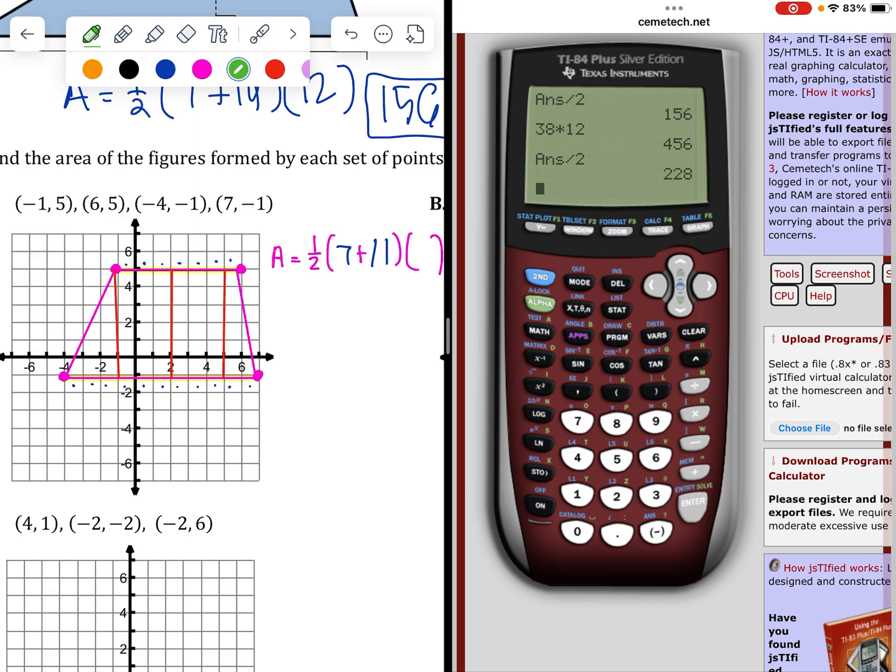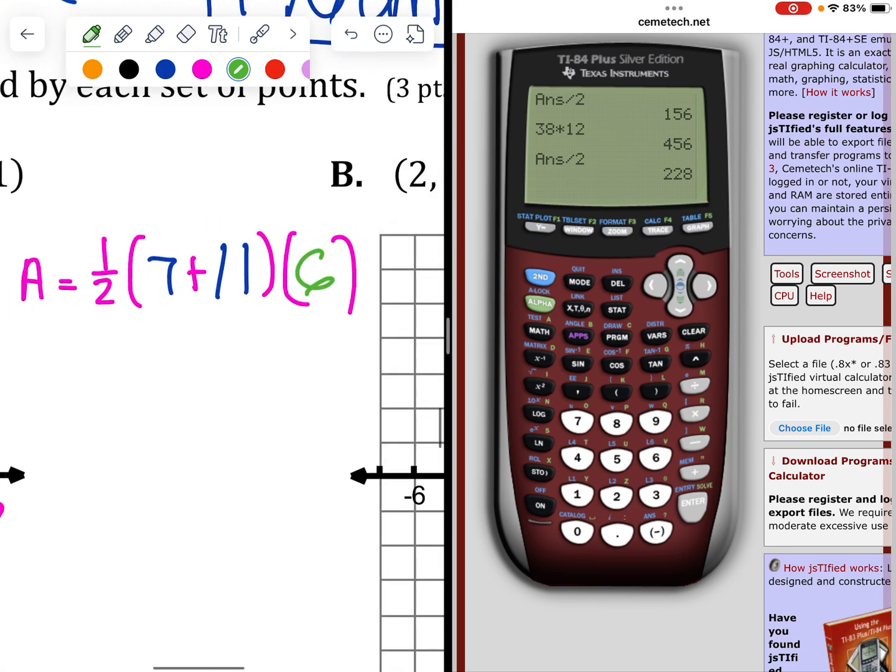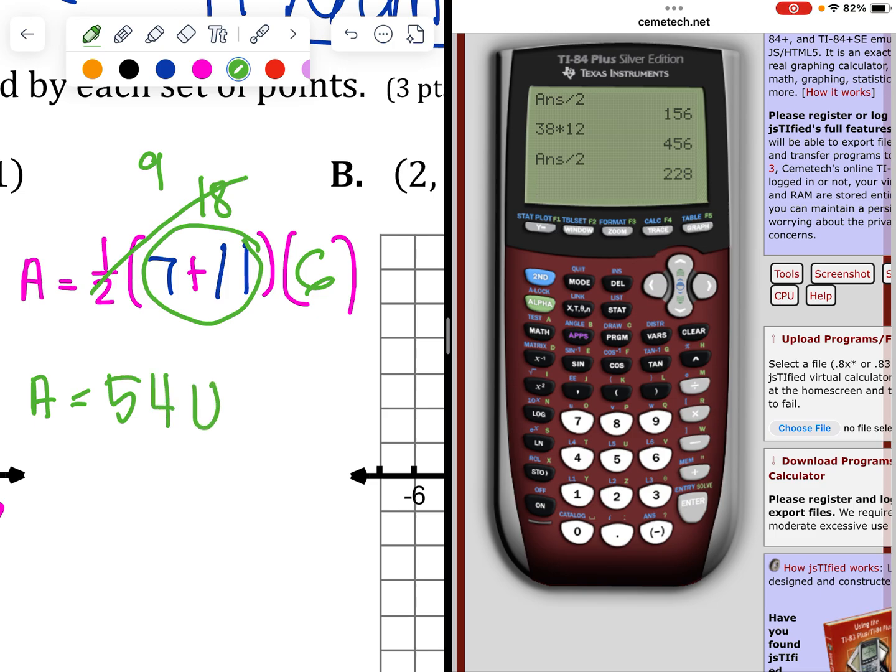both. So this height is 1, 2, 3, 4, 5, 6. So the height is 6. And then now all I have to do is multiply this. So 7 plus 11 is 18. Half of 18 is 9. 9 times 6 is 54 units squared.